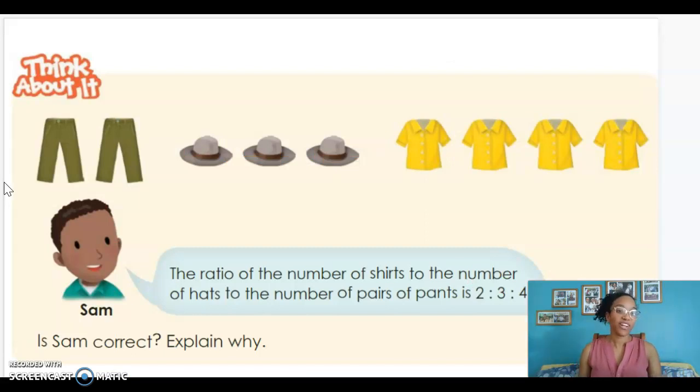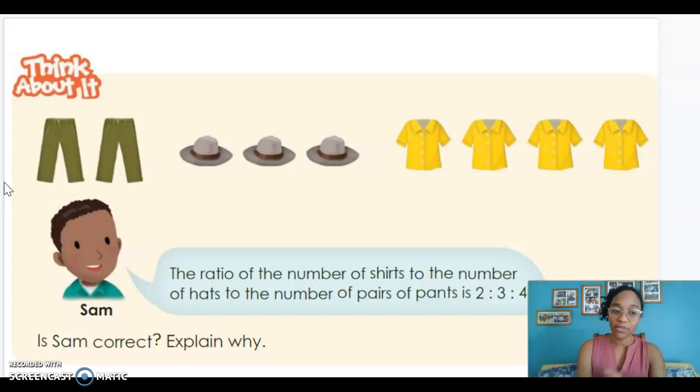Now, Sam has been working on ratio problems and he has an answer that he wants us to check. I want you to notice in the picture that we see 2 pants, 3 hats, and 4 shirts. So Sam concludes the ratio of the number of shirts to the number of hats to the number of pants is 2 to 3 to 4. Is Sam correct? Let's look at that.